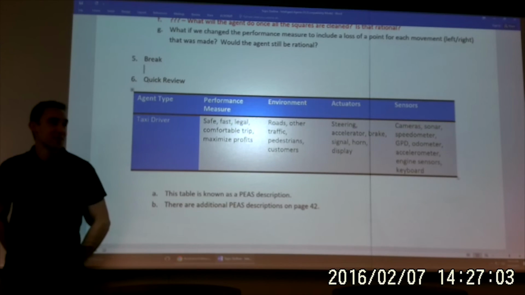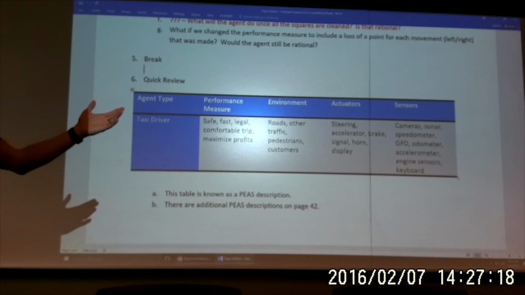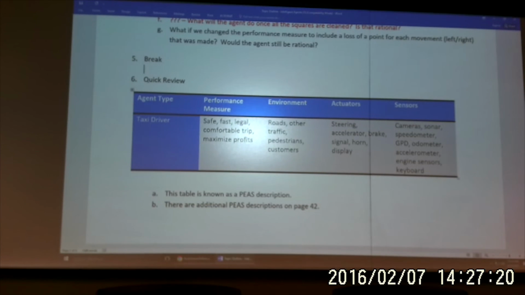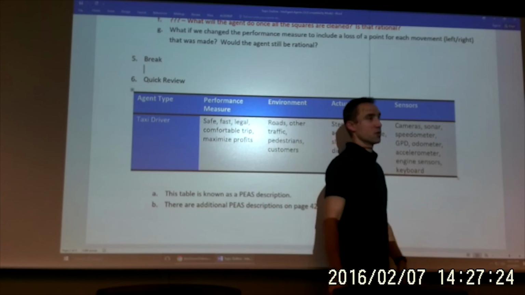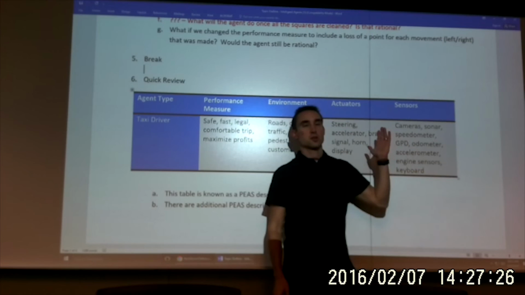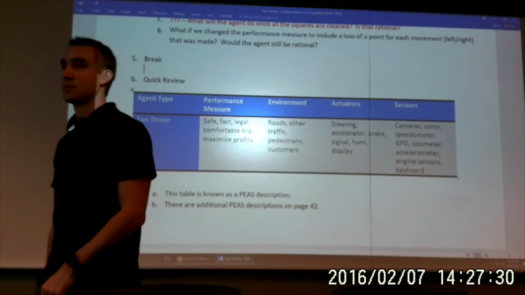I don't know of anything called a GPD. I'm sure it exists. Probably global positioning device. Yeah. There you go. It's a 1990s definition of it. Some sort of map system. Odometer, accelerometer, engine sensors, keyboard. Basic car sensors. Okay, this tells us a lot about the environment.